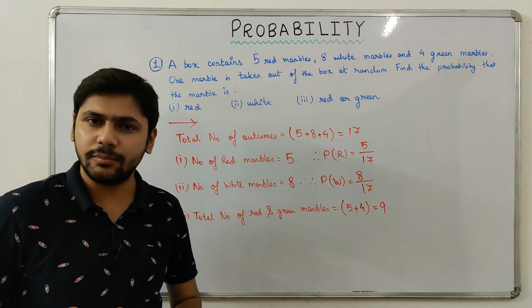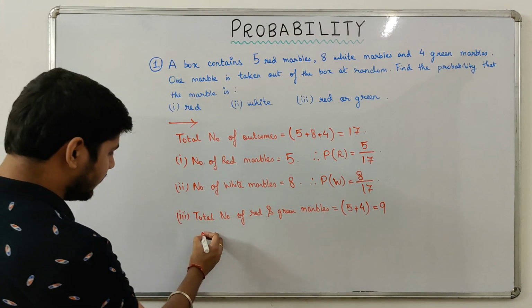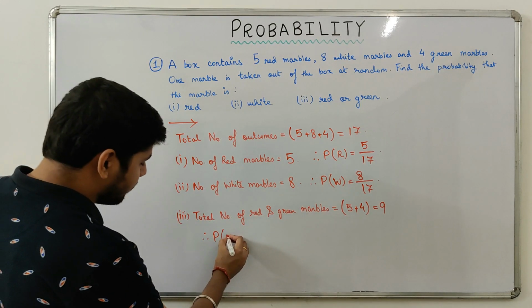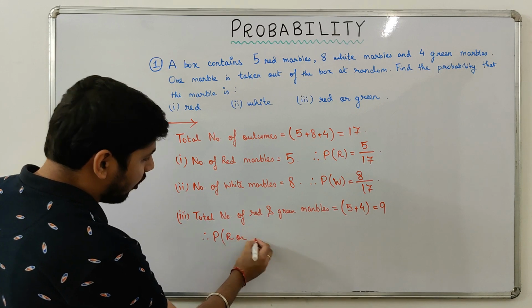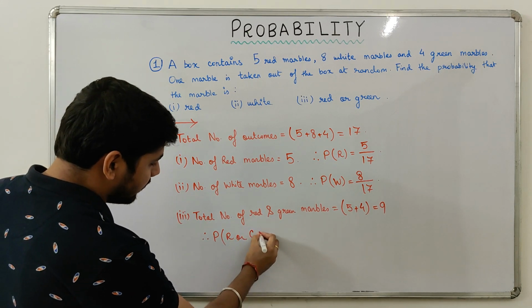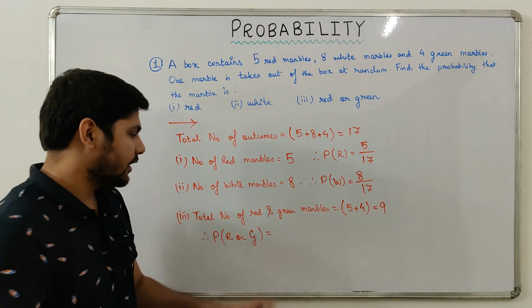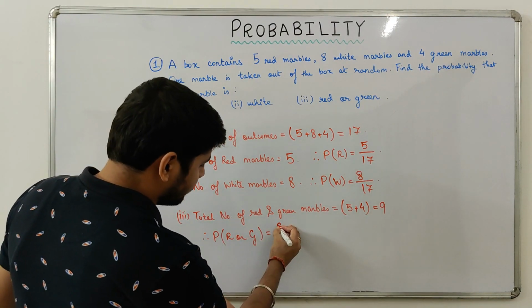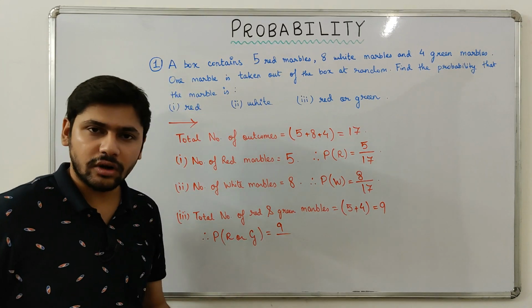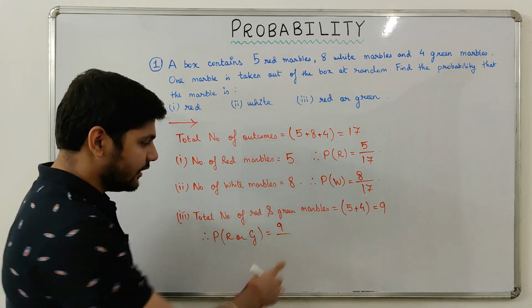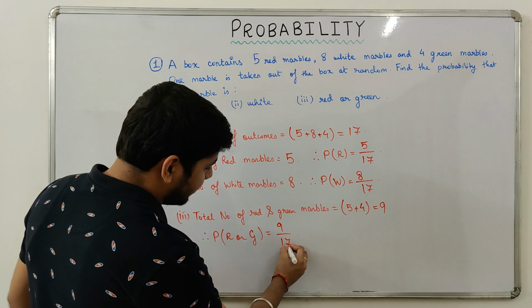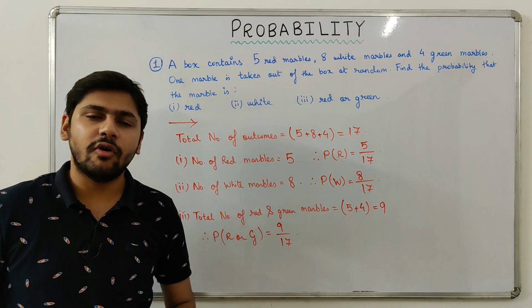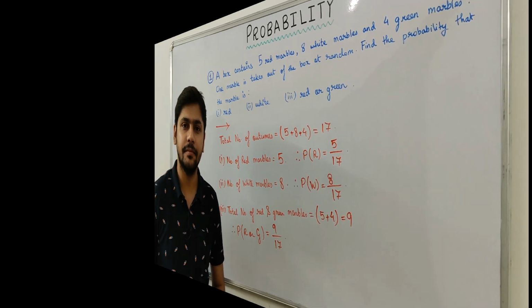Now we can easily calculate the probability. Therefore, the probability of getting either a red marble or a green marble is equal to the total number of red and green marbles, which is equal to 9, divided by the total number of outcomes, which is 17. So 9 divided by 17, which is the answer. Simple. Now we will move on to the next sum.